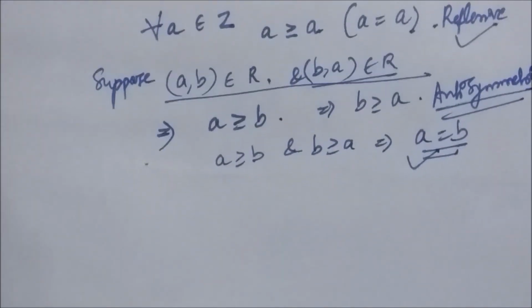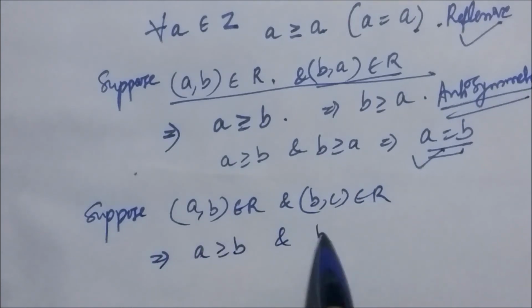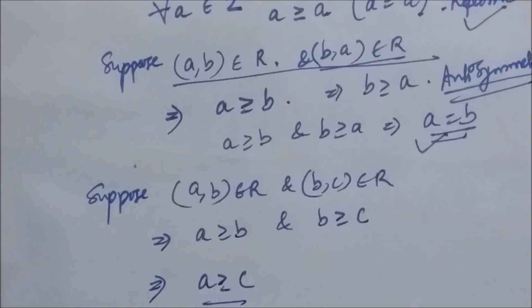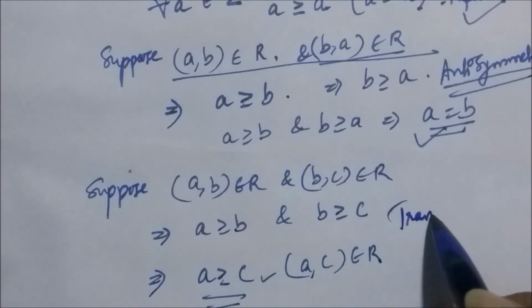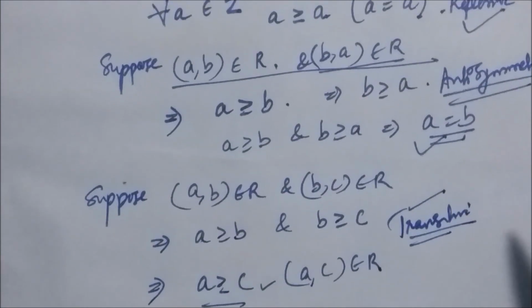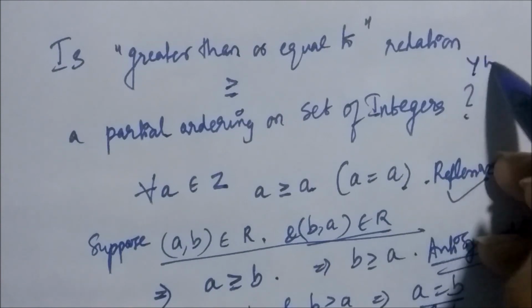Now suppose that (a, b) is in the relation and (b, c) is in the relation, implying that a is at least b and b is at least c. It implies that a is at least c, right? So (a, c) belongs to the relation, and hence the relation is transitive also. So we have reflexive, antisymmetric, and transitive. So the relation is a partial order.